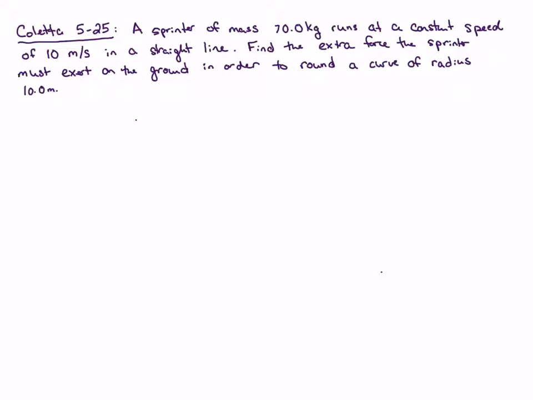In this example, I'm going to do Coletta problem 525 about a sprinter whose mass we know, who's running at a constant speed of 10 meters per second in a straight line. Then the sprinter rounds a corner, and we're supposed to find the extra force that the sprinter must exert on the ground in order to round a curve of radius 10.0 meters. I think it's safe to assume that the sprinter stays at that same 10 meters per second while they round the curve. All right, let's start this problem by doing some analysis and planning.